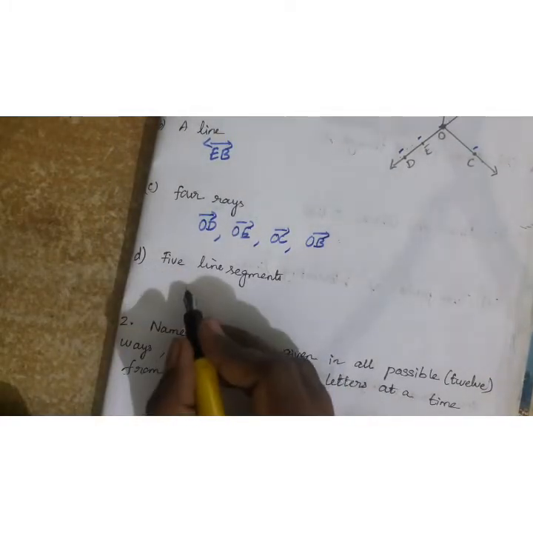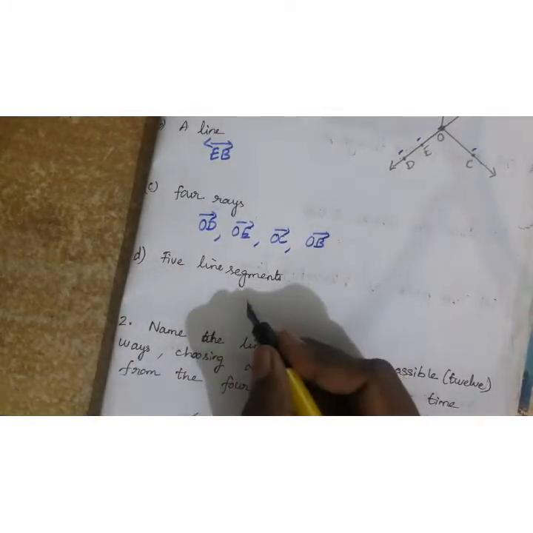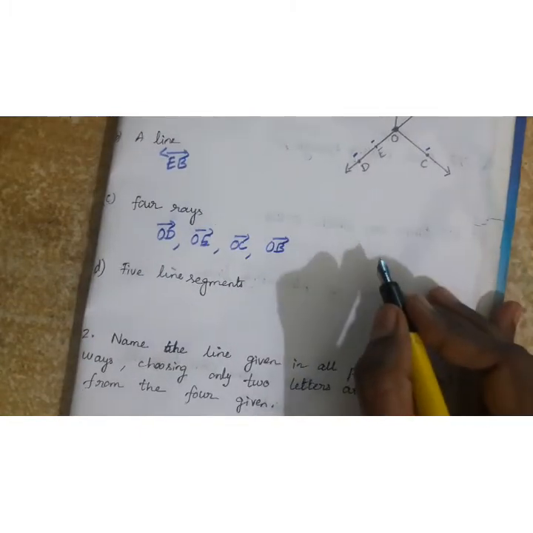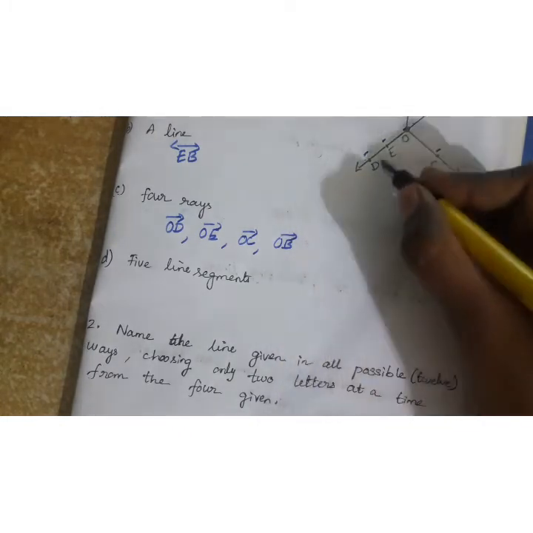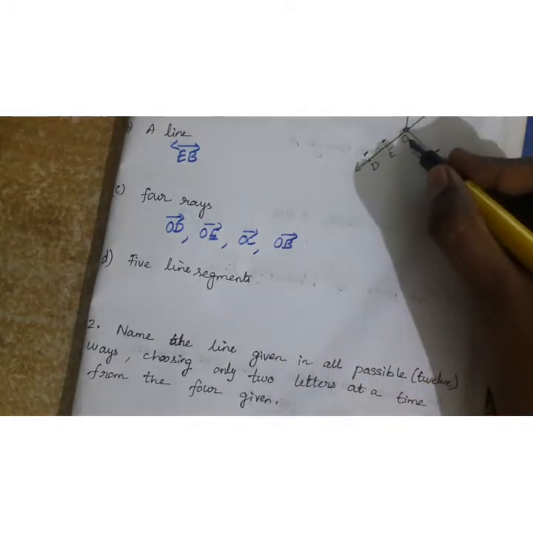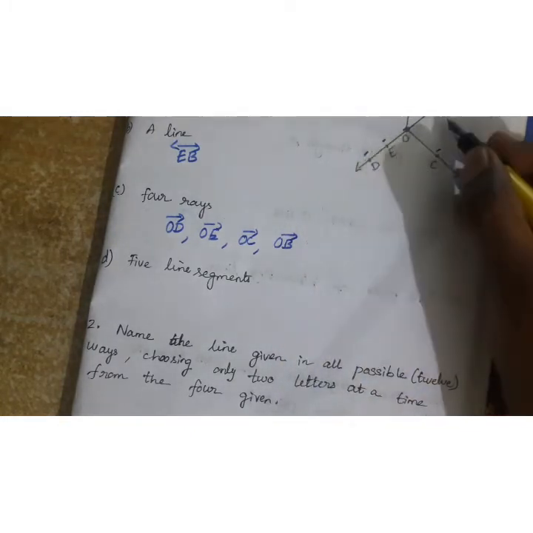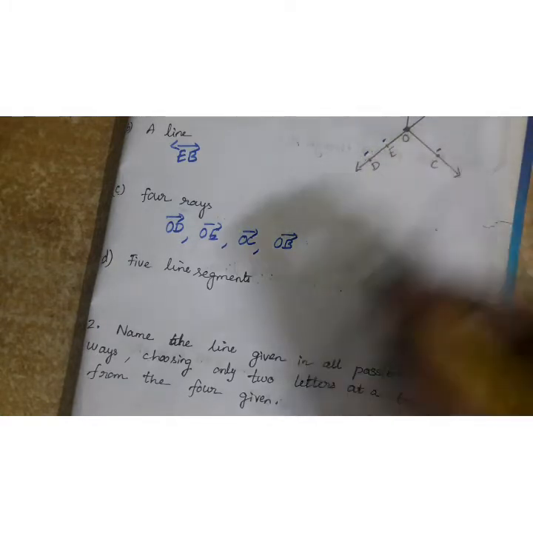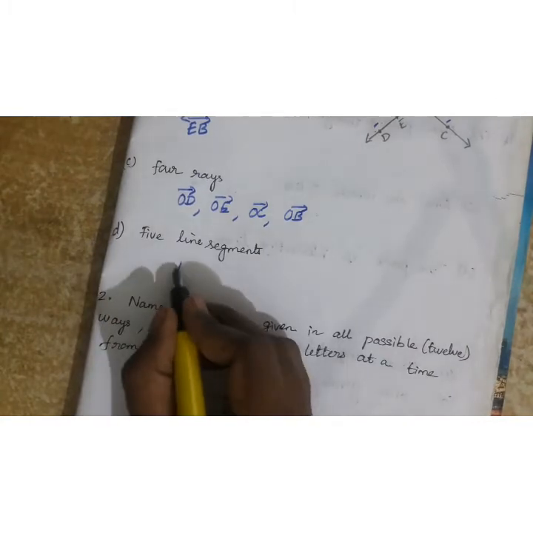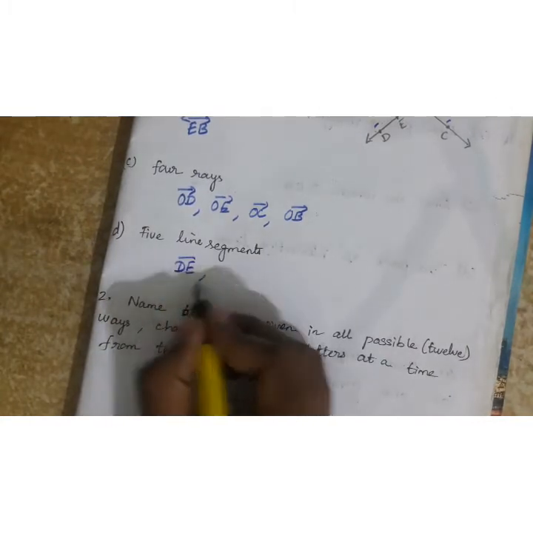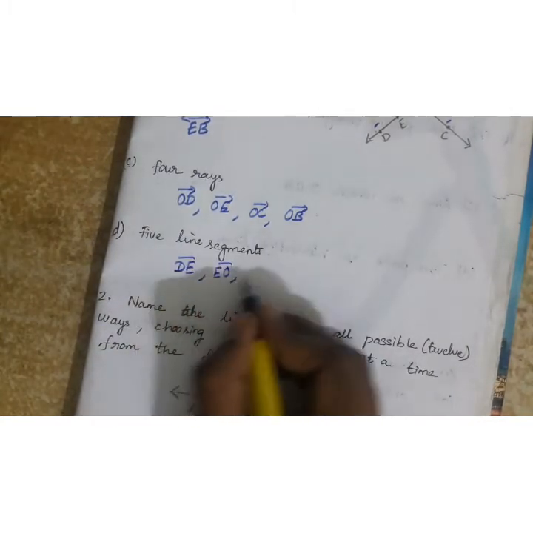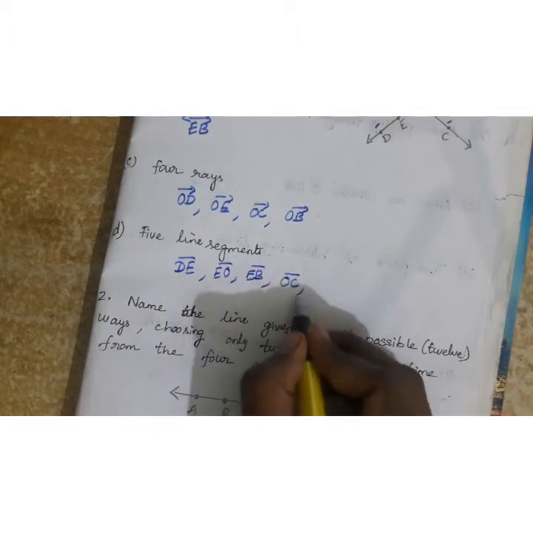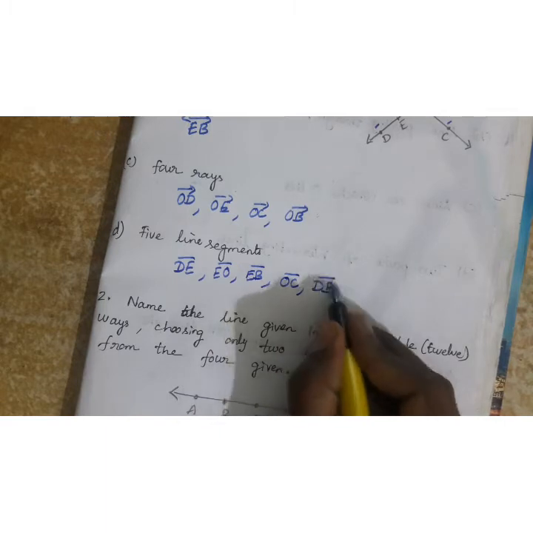D part: five line segments. A line segment has two fixed endpoints. The five line segments are DE, EO, EB, OC and DB.